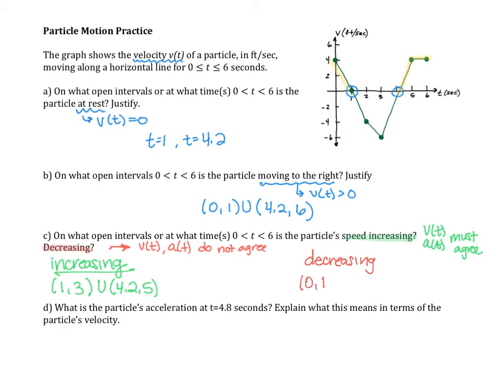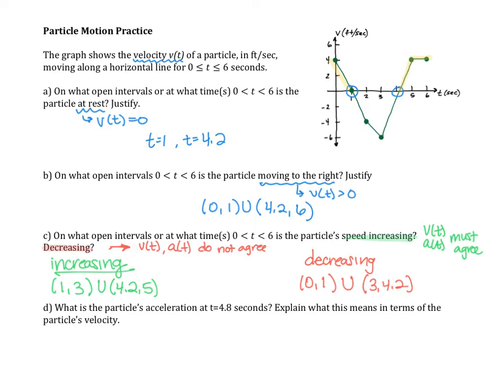So 0 to 1. And any other place that it doesn't agree, well, down here, my slope is positive, but my velocity is negative. And that would be the other place where this would be decreasing, from 3 to 4.2. Probably we could have used process of elimination from what we already got from increasing to find decreasing, but there you have it.